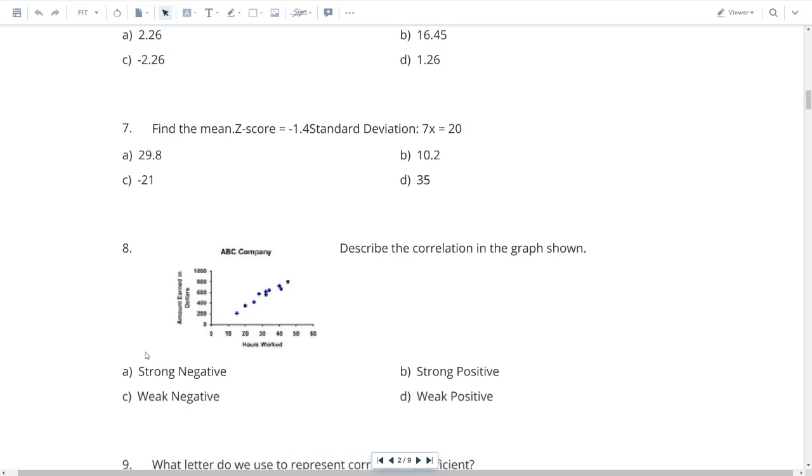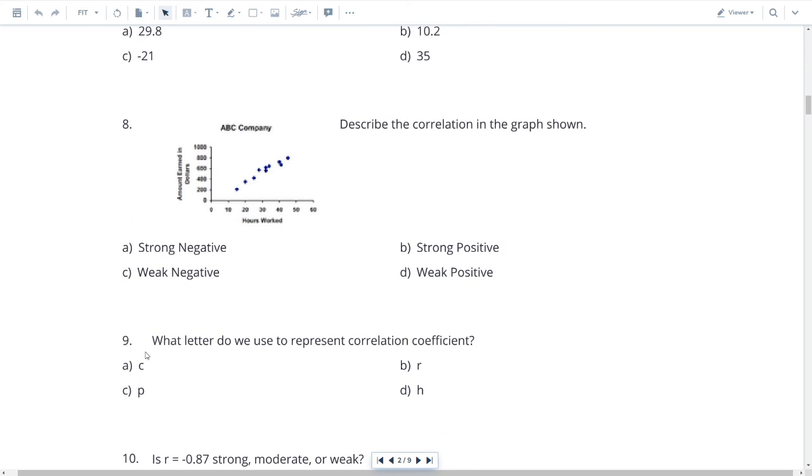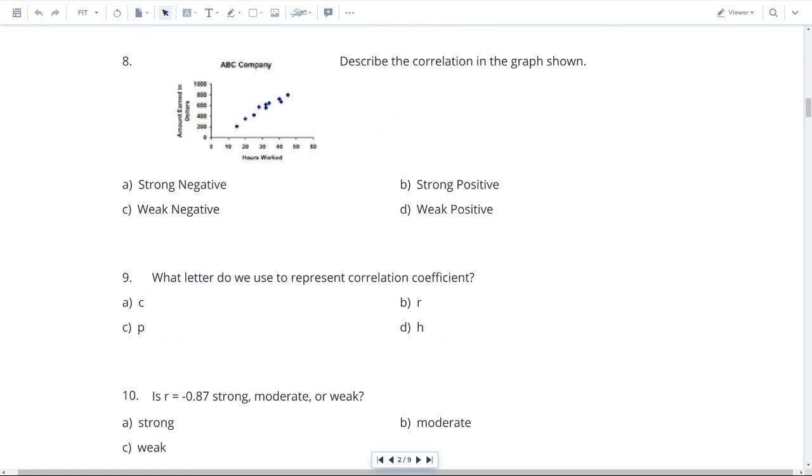Number 8. On number 8, they want you to describe the correlation in the graph shown. And again, 100% of you, strong positive. The correlation is the direction of the line of best fit, and it's positive, it's sloping upward. It's strong because they're very closely clustered.